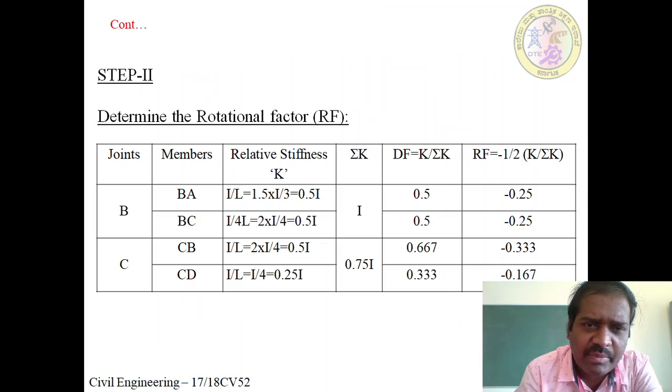If it is fixed, the stiffness is I by L, so I is 1.5I. Now come to the BC. What is the position of C here? It is continuous, so it is I by L.